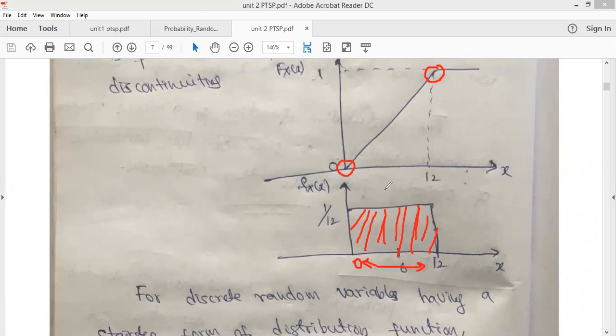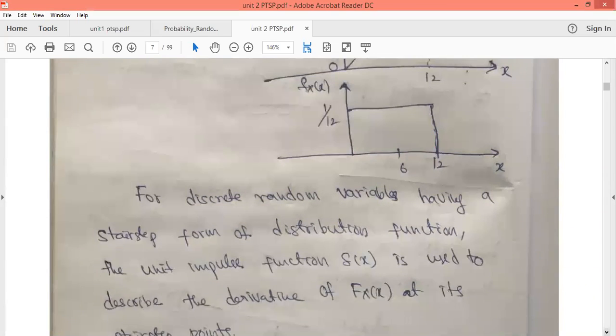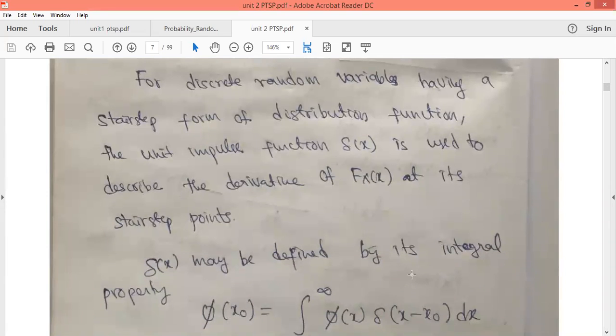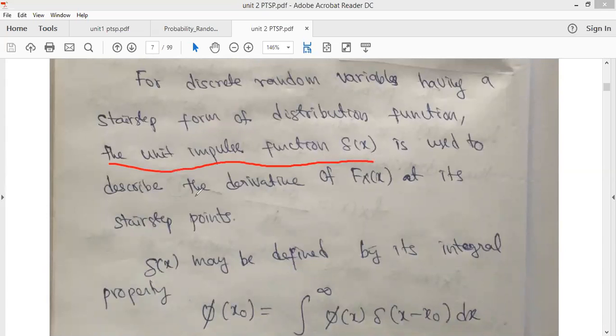Similarly, we have discussed that the distribution function will have a staircase waveform for a discrete random variable. At every step of the staircase, what do we use? We use the impulse function to denote the derivative of F_X(x) at the step points. The impulse function is usually denoted by the formula here. What is the formula for the impulse function?